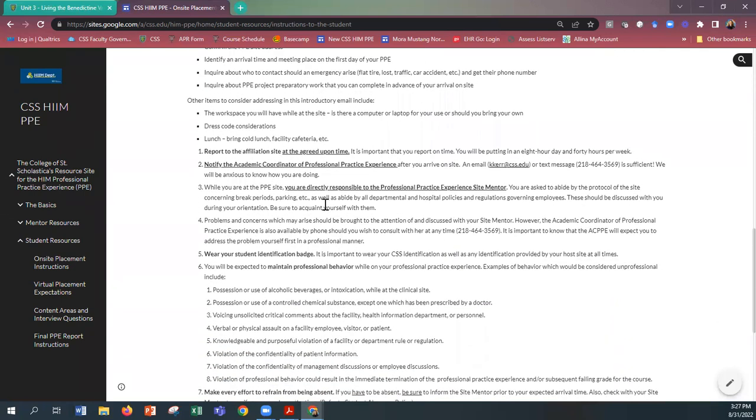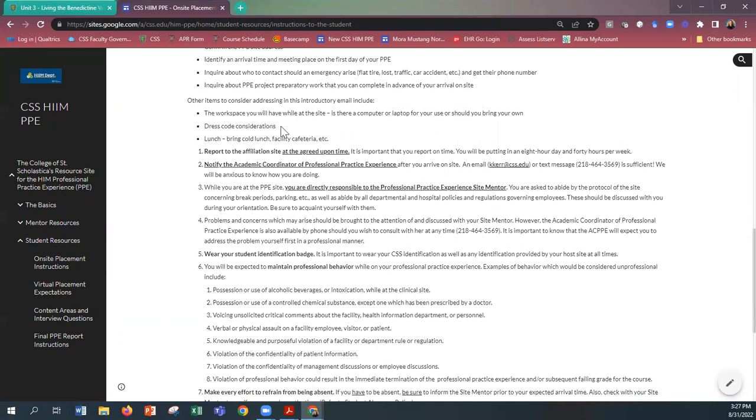Some of the other things to maybe consider in that email, if you're working on site, include whether you are going to have a dedicated workspace while you're there, and if they're going to provide you with a computer or laptop, or if you should bring your own. A lot of times students like to bring their own anyways, just to take notes on, or whatever you prefer. But it's something to consider and something to ask about.